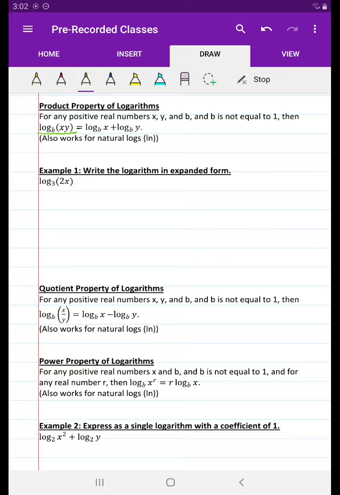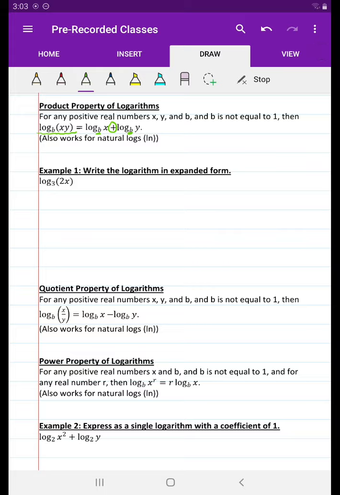what you can do is you can split that up into two separate logs, both of them having a base of b, and then separating the different pieces of your argument. So we would have log base b of x plus log base b of y. So the multiplication between the two pieces of our argument, the x and the y, will turn into addition between two separate logarithms, okay? This only works when you have two things being multiplied by each other like that. And it also works for natural logs.